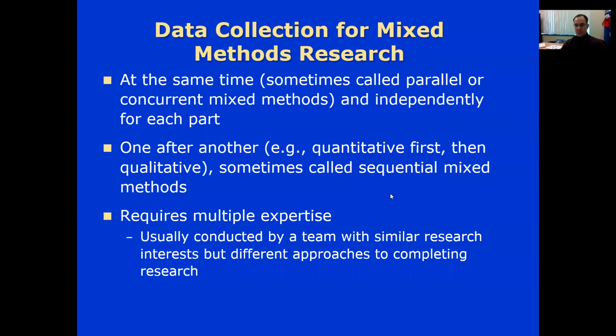But either way, as mentioned previously, it does require multiple expertise. A good research investigator will usually have a team with similar research interests but different approaches to completing research. So for example, in this department, you might have individuals that have a strong qualitative background and those that have a strong quantitative one. And they could work together in collaboration on various studies.